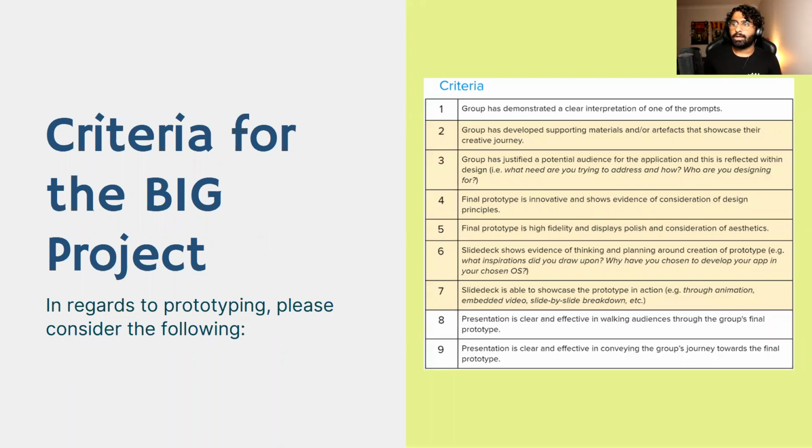Number 3 is justifying your potential audience. And that comes as a result of doing those activities between the ideate and prototype phase, trying to narrow down those ideas and reflecting those learnings within the design, adjusting your idea based on those learnings that you've gotten from those activities. And what are you trying to address, and especially answer these questions. I highly recommend putting those questions as headings or addressing those questions directly in your presentation. Number 4 is your final prototype is innovative and shows evidence of consideration of design principles.